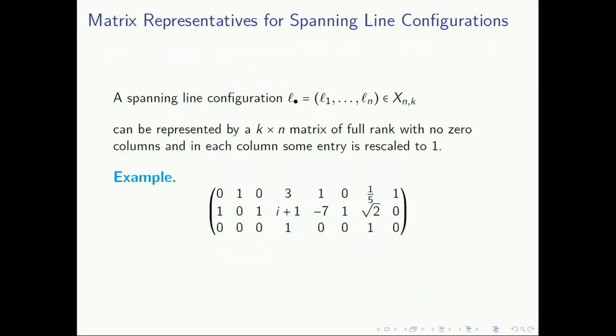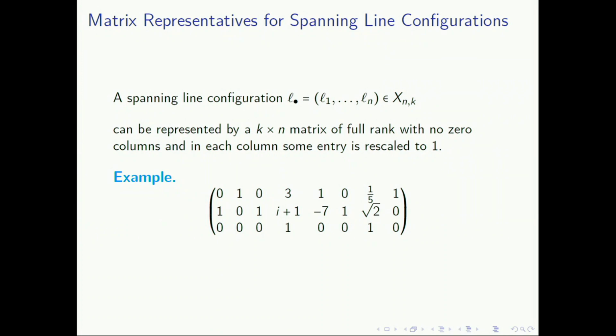All right, now if I was going to hand you a spanning line configuration, if it didn't come with a zome tool configuration, I would hand you a matrix. I'd hand you a k by n matrix where I wrote down some representative for each of the lines in the columns. So a typical example might look like this. And because I know that at least some non-zero thing occurs in every column, I may as well rescale at least one of the entries to be 1. That's so that I'm not telling you the same line in multiple ways, just to be somewhat canonical.